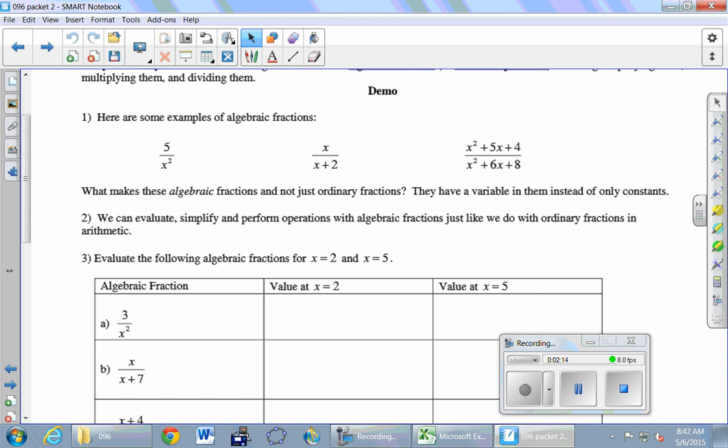Everybody understand what an algebraic fraction is? Those are 3 examples. You know the word fraction. Now it has x's in it. That makes it an algebraic fraction because we're going to be doing algebra on it. Lucas, number 2. Evaluate simplified operations.